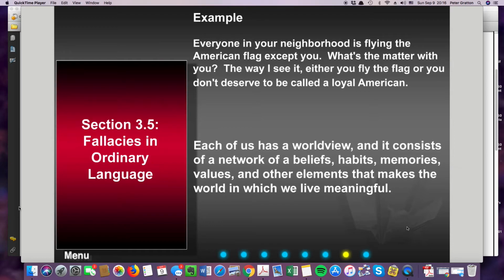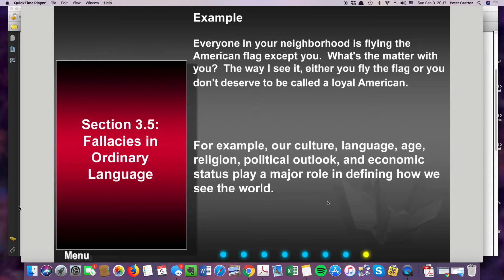Each of us has a worldview, and it consists of a network of beliefs, habits, memories, and values, and other elements that make the world in which we live meaningful. Right? And when things go against that worldview, we tend to make fallacious arguments because we want to hold on to our worldview. Okay? For example, our cultural language, age, religion, political outlook, and economic status play a major role in defining how we see the world. Right? And when that's challenged, it's like challenging our own identity, right? And who we think we are.